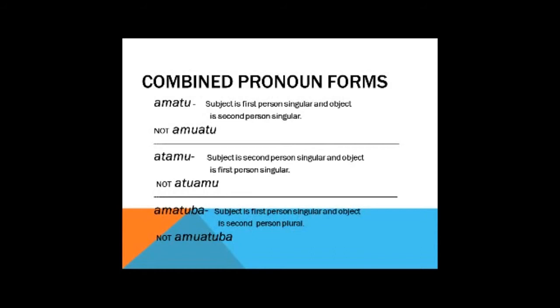Here are three examples. The first person singular is the subject and the second person singular is the object. So I, you. You would expect it to be amu atu, but it's combined into amatu. Second person singular subject, first person singular object, atamu, not atu amu. And then the third example, the subject is first person singular and the object is second person plural. So first person singular is I or me, second person plural is yous. You would expect amu atuba in sequence, but it's actually amatuba.